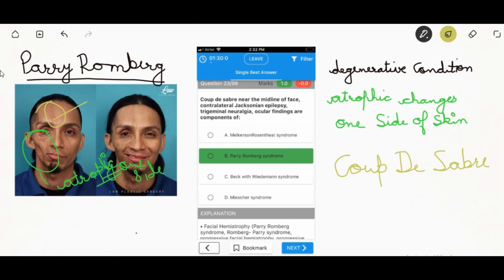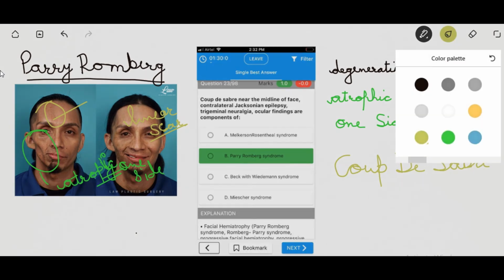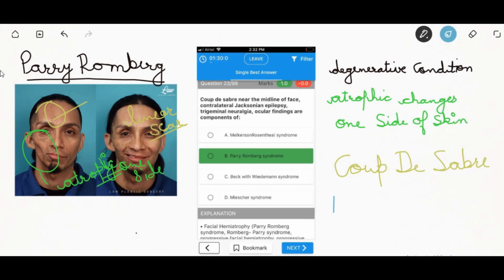So it is just like a strike of the sword, a sharp line of demarcation seen in the midline of the forehead between the normal and the abnormal skin. Ocular involvement is common, and the most frequent ocular involvement is enophthalmos because of the loss of periorbital fat. Trigeminal neuralgia may be seen occasionally, or epilepsy may develop.